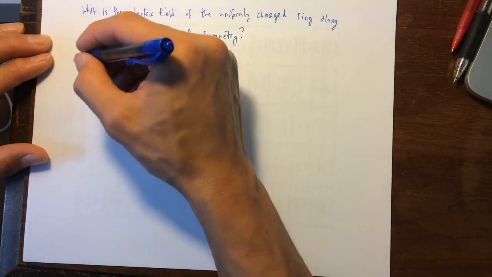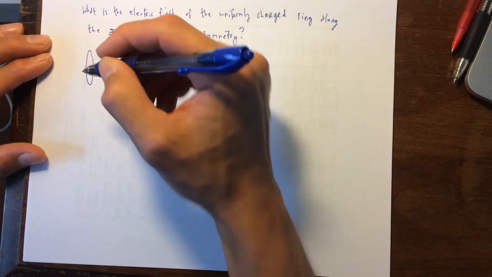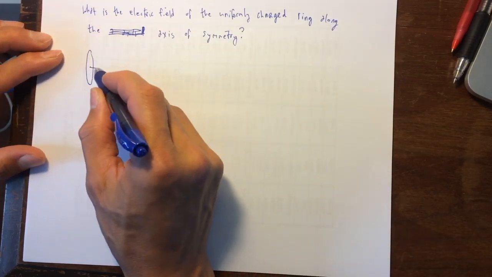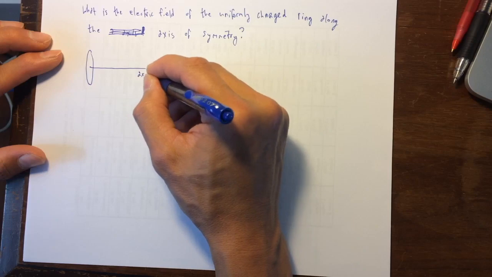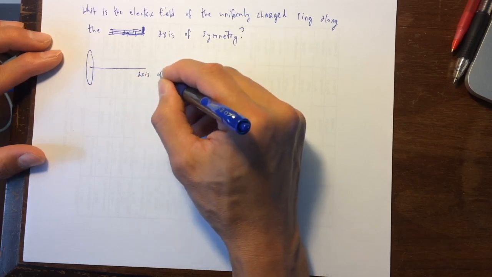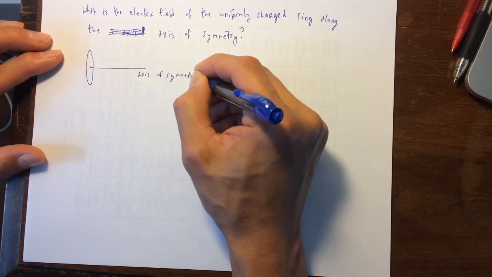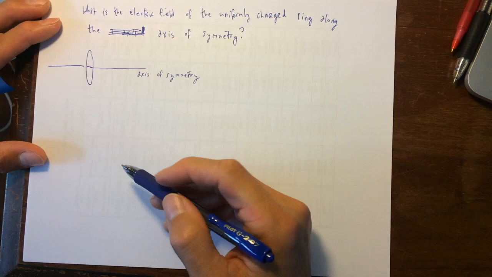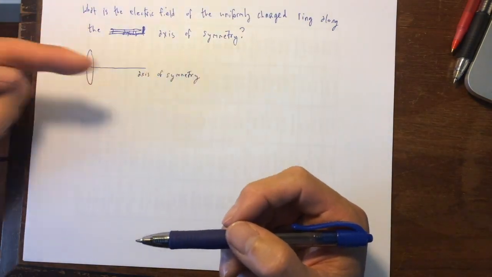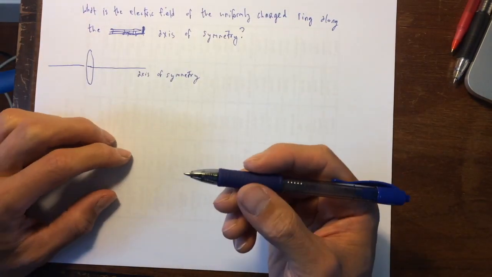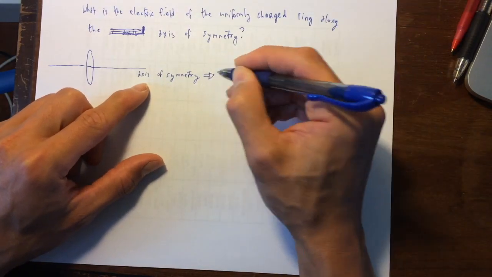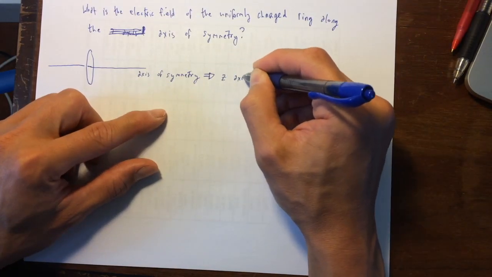Here's what that looks like. So here is the ring of charge, say from the side view. This is the center, and the axis of symmetry is this line, and it actually continues onto the other side. So it's really through the center on either side of the ring. So let's identify this axis of symmetry as the z-axis.